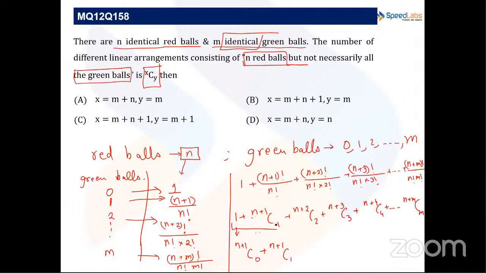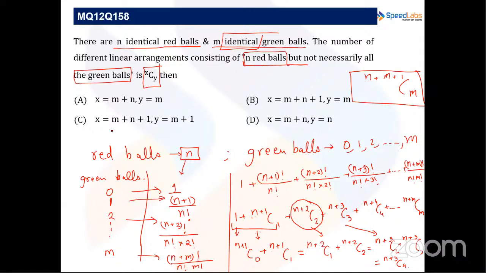So if we look at only these two quantities, then it will be n+1 c0 plus n+1 c1, that will be n+2 c1. And then if we combine this together, then it will be n+1 c1 plus n+2 c2, so it will be n+3 c2. Now combining this, we will get n+3 c2 plus n+3 c3, that will be n+4 c3. So similarly, if we go till the end, it will be n+m+1 cm.